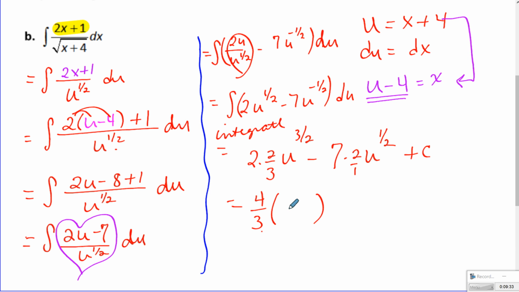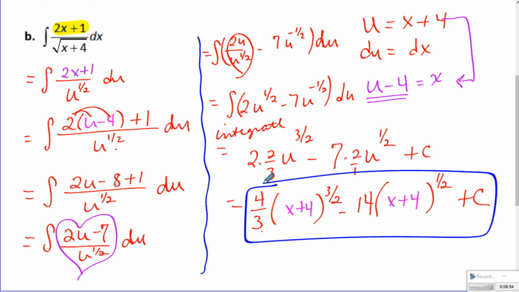Might as well replace the u at this point. That u was x plus 4. Gets raised to the 3/2 power. Minus 14. Replace the u with x plus 4. Raise it to the 1/2 power plus c. And abracadabra, we got the answer.